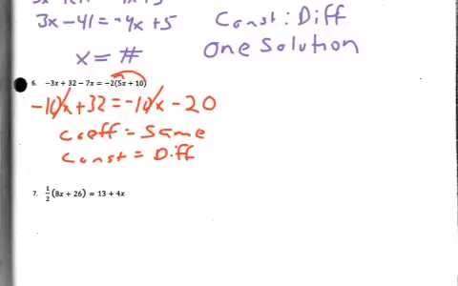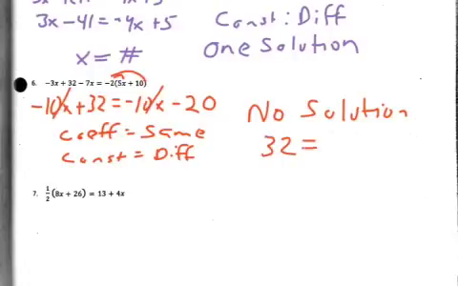So what's that going to leave me? Well, that's going to leave me with just the numbers. So 32 equals negative 20. That doesn't make sense. So this is no solution. Okay, because again you're left with something like negative 32 equals negative 20, and that does not make sense. Okay, take a look at the next one.